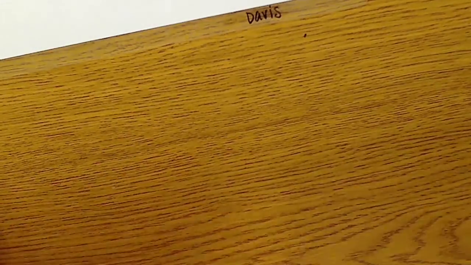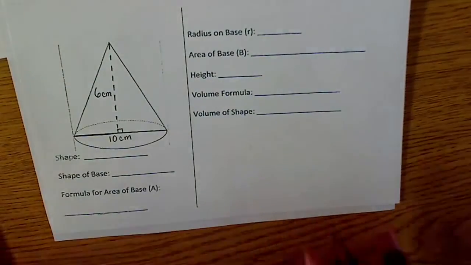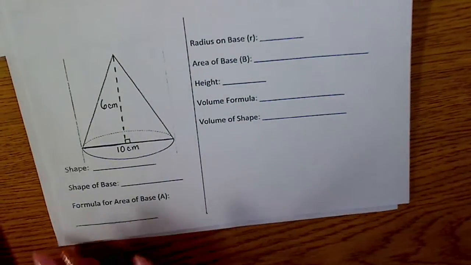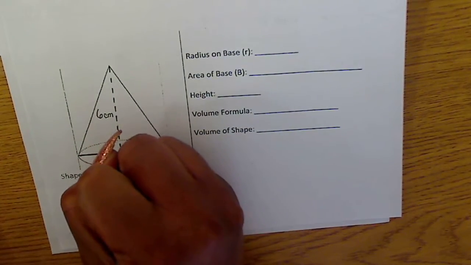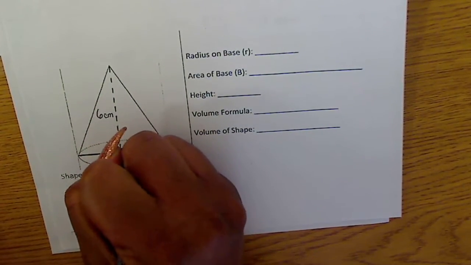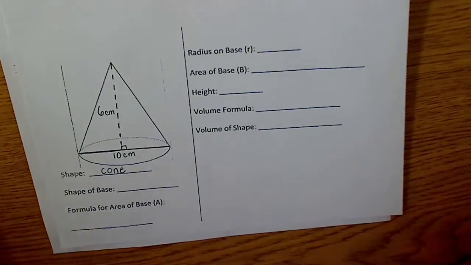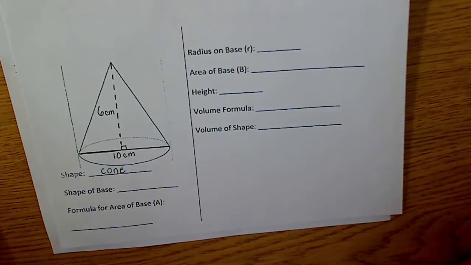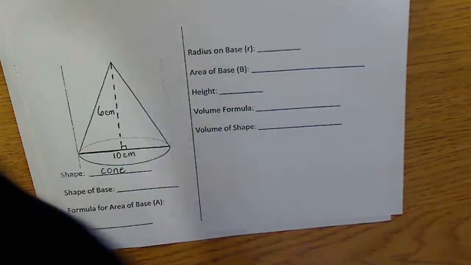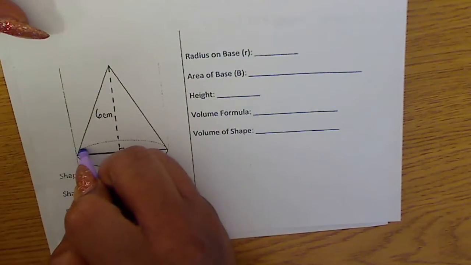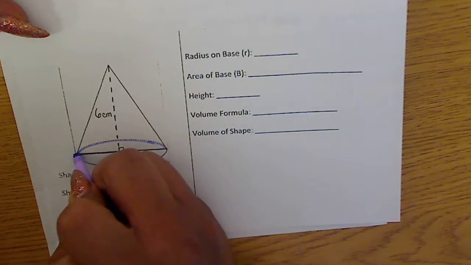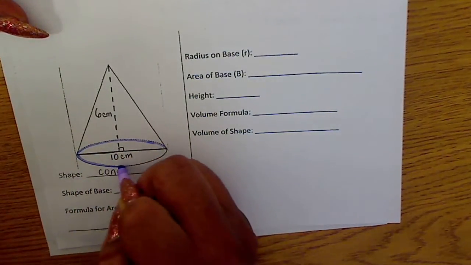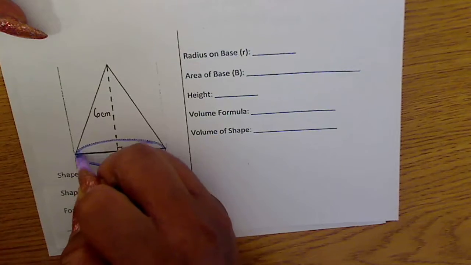All right, guys, our last shape is on the back. This is called a cone. A cone, C-O-N-E. What is the shape of this base? It is a circle, so go ahead and shade the base.